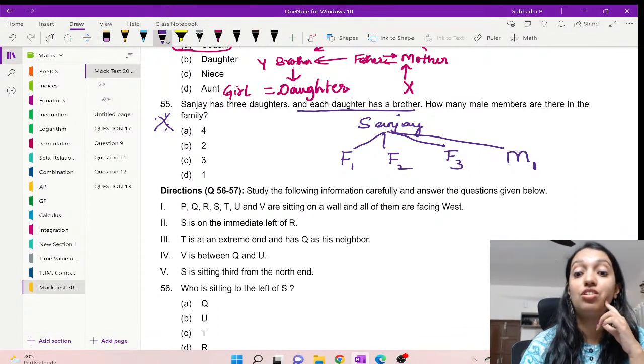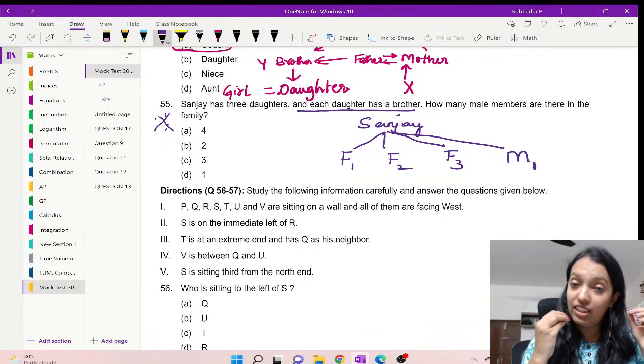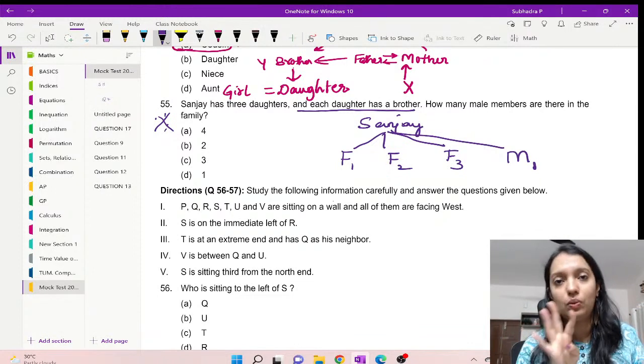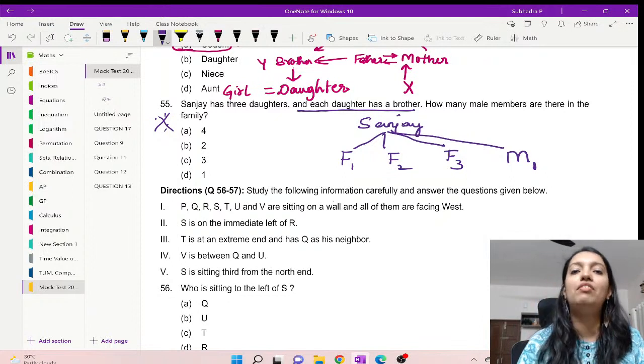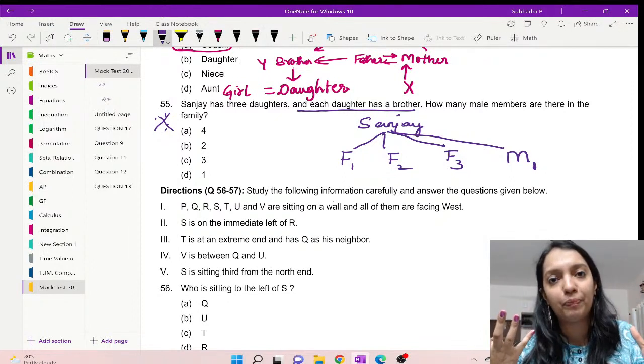Mistake that students do: for this female child also one brother, for this female child also one brother, for this female child also one brother. Papa Sanjay already has, according to this question, 4 children. You people will make it 6 children. How should he face the world at that time?